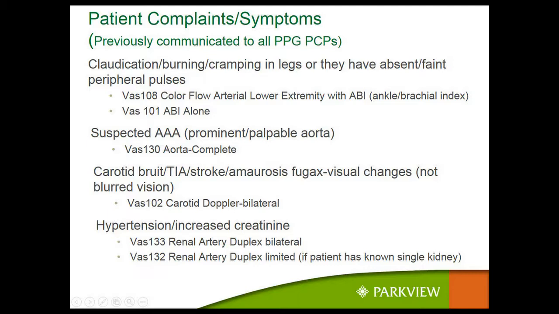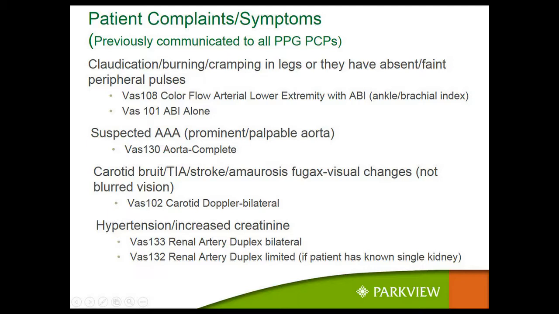If they suspect an abdominal aortic aneurysm, and they palpate the aorta and they can feel that aorta bounding, they'll order a complete abdominal aortic ultrasound. If it's a family history, they should not be ordering that, because insurance will not cover that. Carotid bruit, TIA, stroke, amaurosis fugax, which is visual changes, and that's usually where a patient says, I just lost partial vision in one eye. It's like a shade came down. That can indicate a blockage in those arteries, so they will order a carotid Doppler.